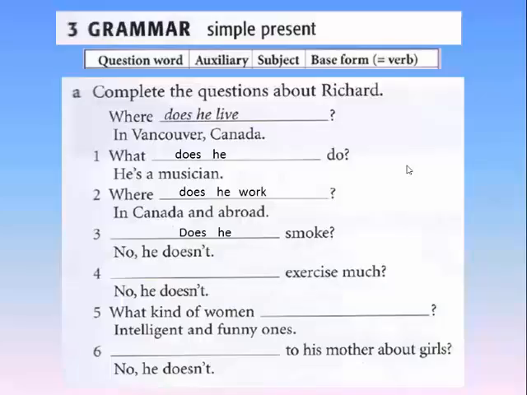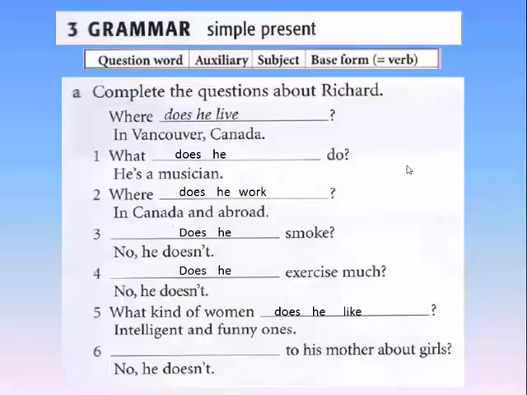Exercise much? No, he doesn't. We want to know his routine about exercise. So the question is, does he exercise much? No, he doesn't. Number 5. What kind of women? Intelligent and funny ones. We are interested in asking the kind of women that interest him. So we ask by saying, what kind of women does he like?